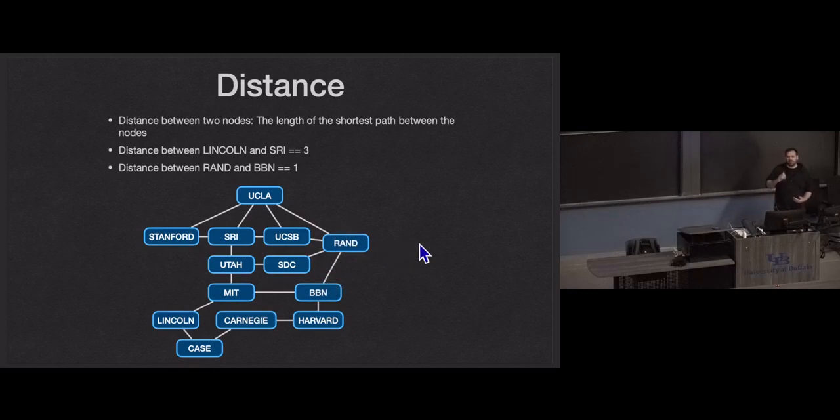The distance between a node and itself, the distance between SDC and SDC, is 0. You don't have to traverse any edges. The shortest path from a node to itself is just that node. Number of edges is 0. Number of nodes minus 1 is 0. So distance 0, a node to itself. So degrees of separation, an actor to themselves, 0 degrees of separation. If they've been in a movie together, that's 1.